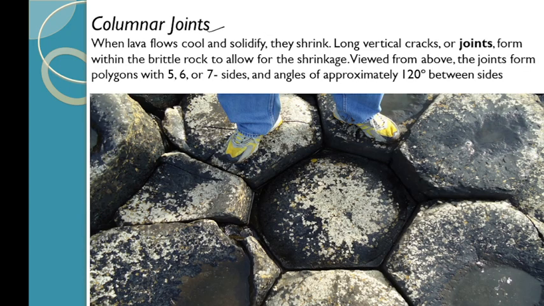And columnar joints, these are also a terminology within a form of deposition. When lava flows and cools and solidifies, it shrinks. It is rounded like lava flowing, but suddenly there is shrinkage. The lava then forms long vertical cracks. When lava is solidified, it makes vertical cracks, joint-like forms within brittle rock, allowing shrinkage. This is formed like a polygonal structure.